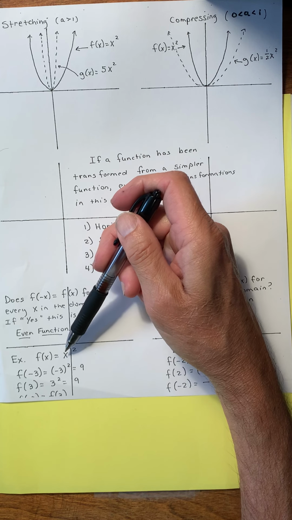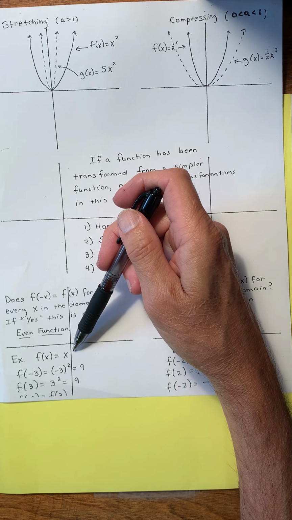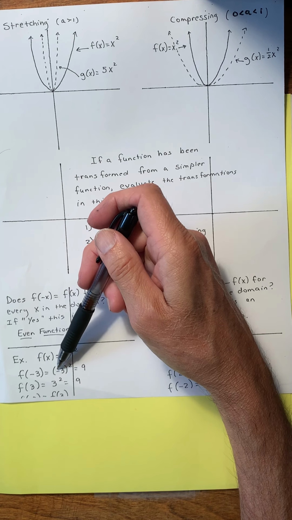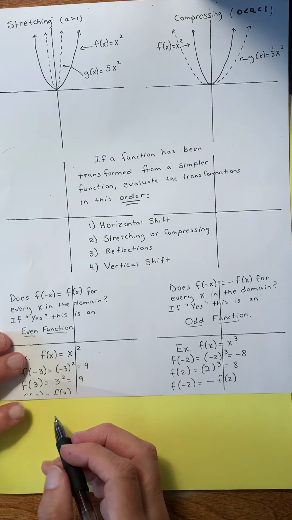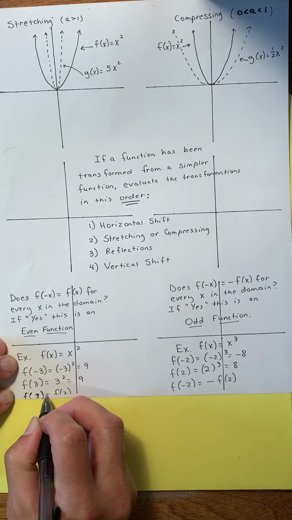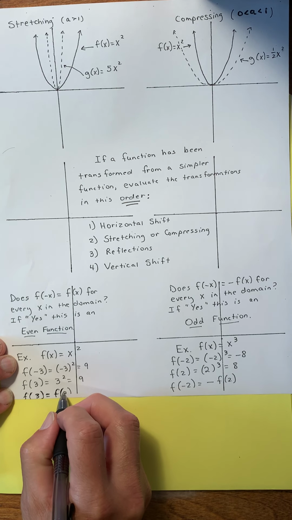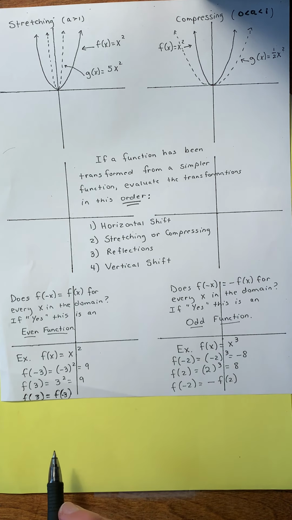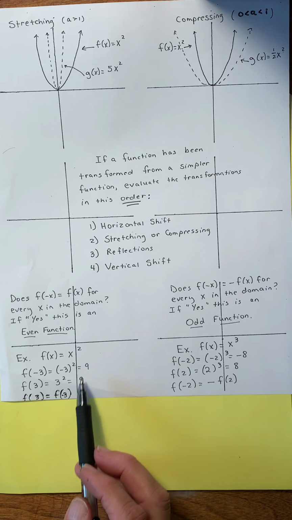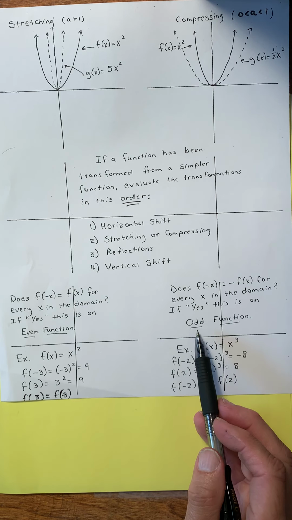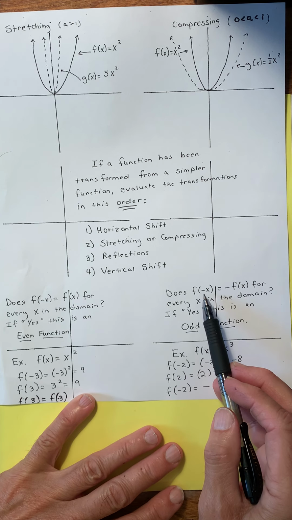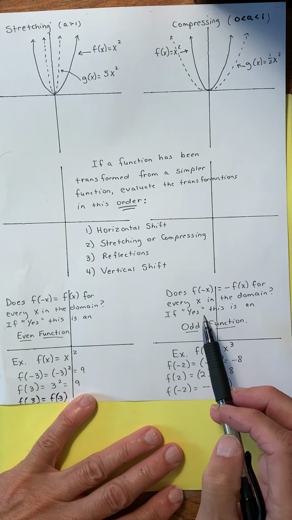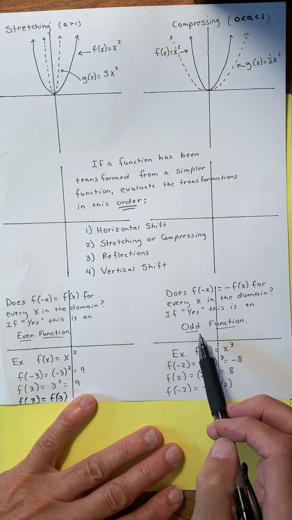Here's an example. F of x equal x squared is an even function. Why? Because f of negative 3 and f of 3 are exactly the same thing. Square negative 3, get 9. Square positive 3, I get 9. So f of 3 equals f of negative 3. Even function. Well, what if when I put in 3 and negative 3, I got the opposites instead of the same thing? That's what we call an odd function. Does f of negative 2 equal the opposite of f of 2 in a particular function? If I get yes for that, that's what we call an odd function.